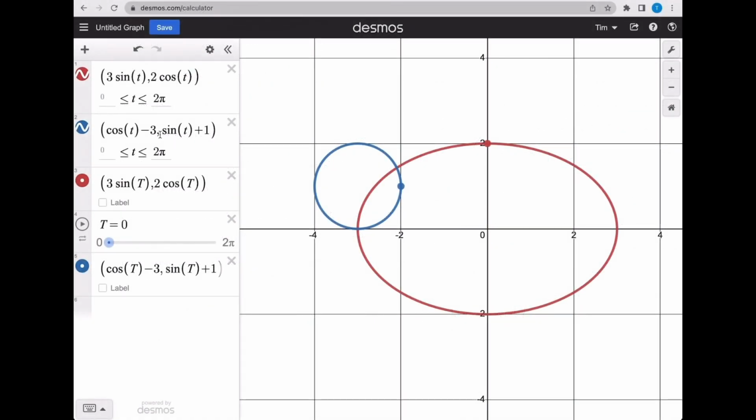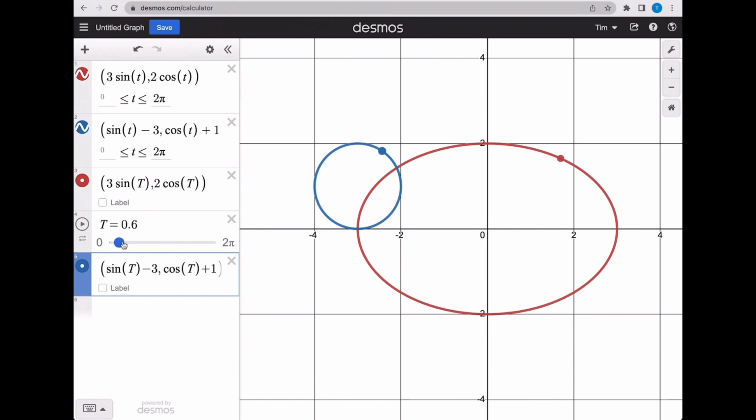So here are our curves once again in Desmos, and we're taking the second curve and we're redefining it to be sine of t minus 3, and then the y value is cosine t plus 1. So we get the same looking picture, it's still the same circle, but we've redefined how the circle is traced out. And then let's look at how the circle is traced out with this point here.